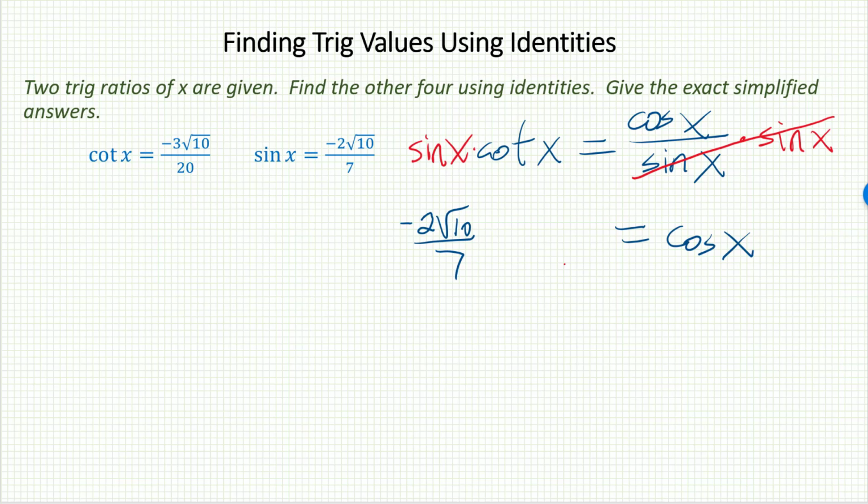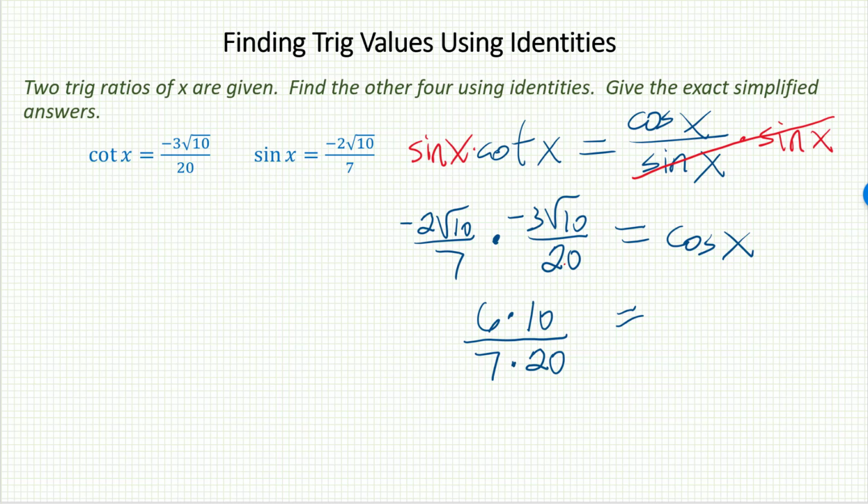I'll fill in negative 2 root 10 over 7 here, and then negative 3 root 10 over 20. And let's see, on the top I end up with a 6. Negative 2 times negative 3 is 6. Root 10 times root 10 is just 10. I think I'm not going to multiply out yet. See if I have any common factors. I'm going to have 7 times 20 on the bottom.